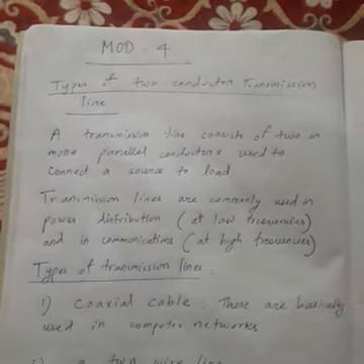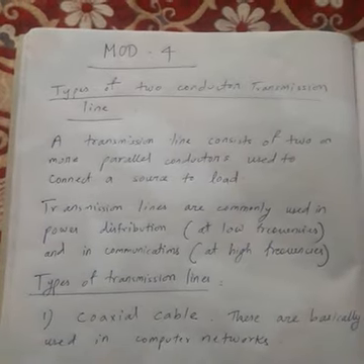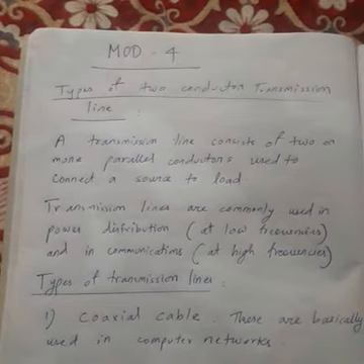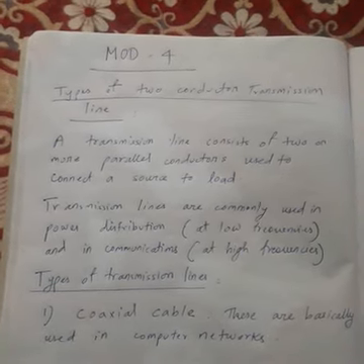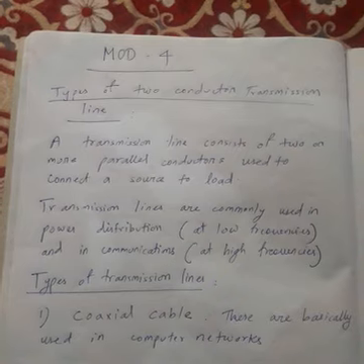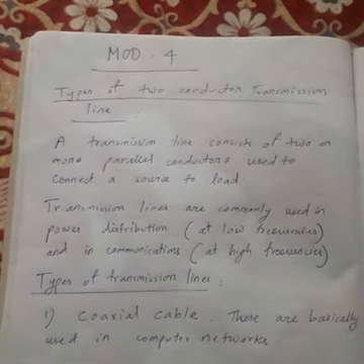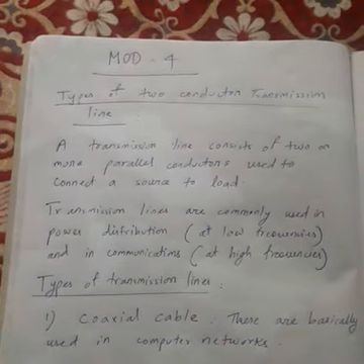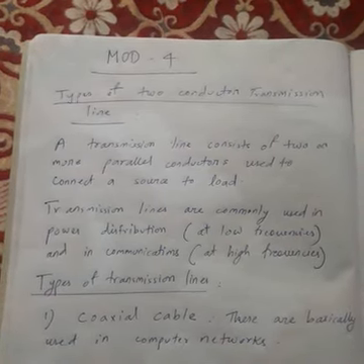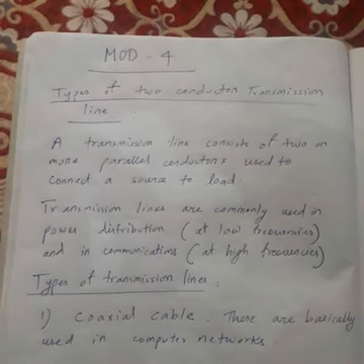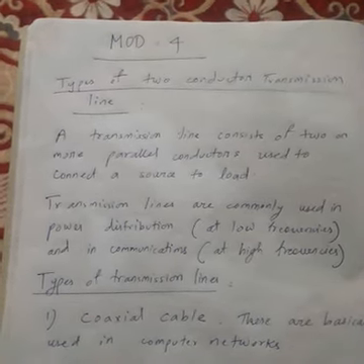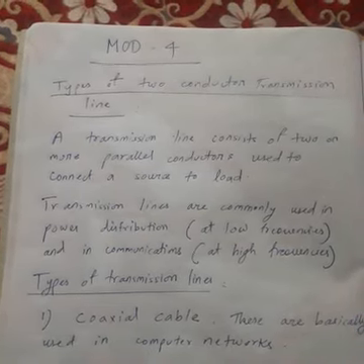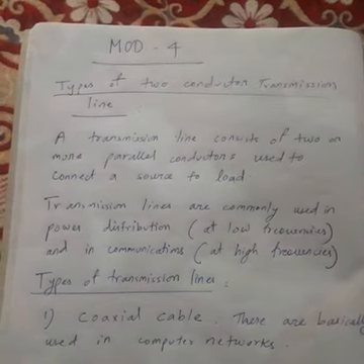Okay. So let us focus on our module 4. The first topic is types of two conductor transmission line. A basic transmission line consists of two conductors that are parallel to each other. What is the purpose? On one side there is a source, on the other side there is a load. So the transmission line connects source to load. That is what I have written here: a transmission line consists of two or more parallel conductors used to connect a source to load.